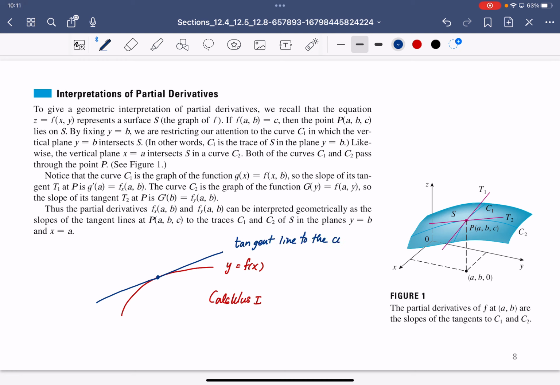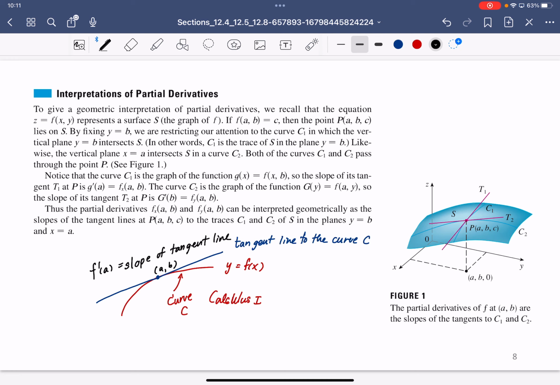curve C. Let's suppose that this is the curve C, right? So the tangent line to the curve C is the blue one, and in calculus 1 we know that the slope of the tangent line is going to be the derivative. The slope of the tangent line is the derivative at the point a. Let's suppose that the touching point is (a, b). This is the thing that we learned in calculus 1.